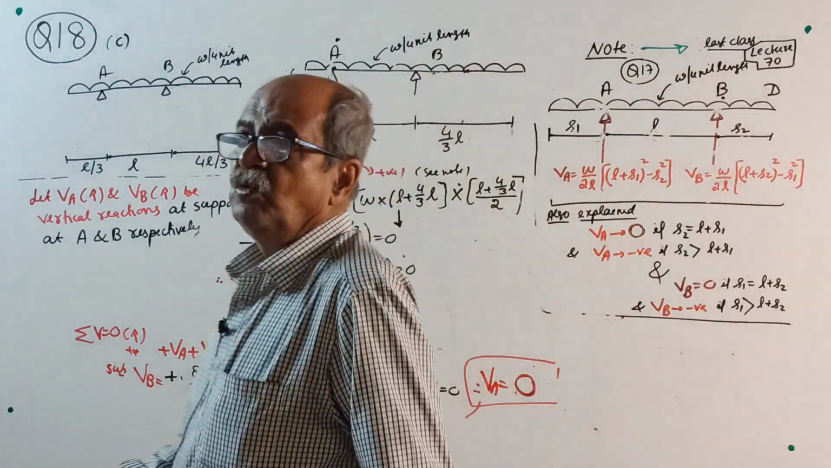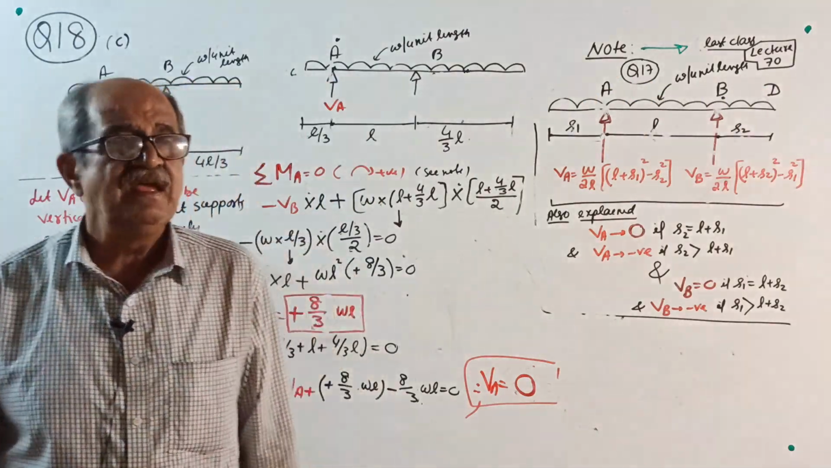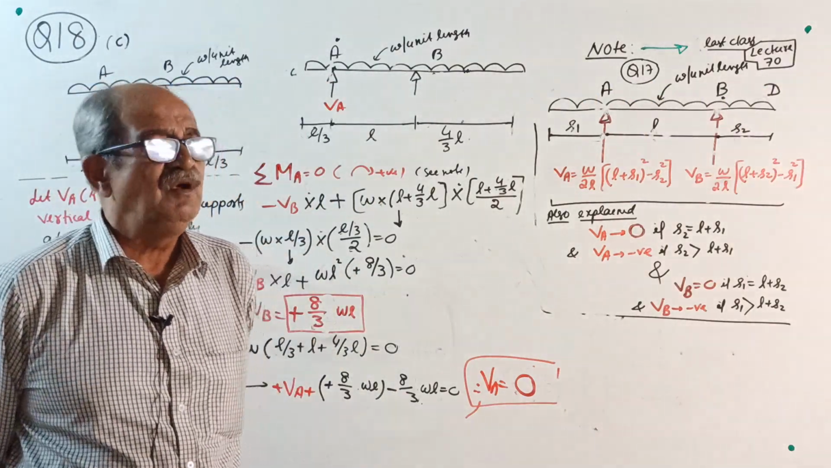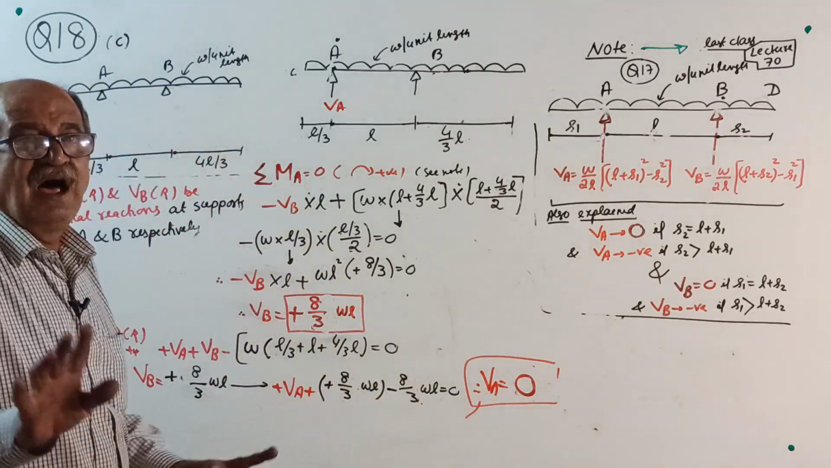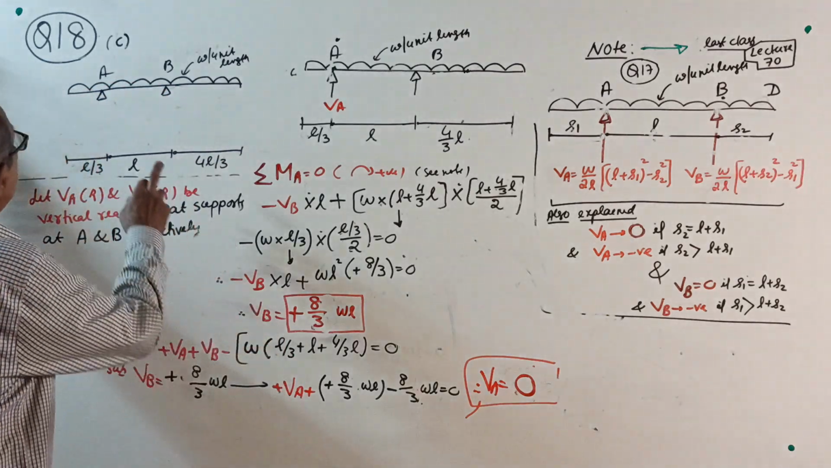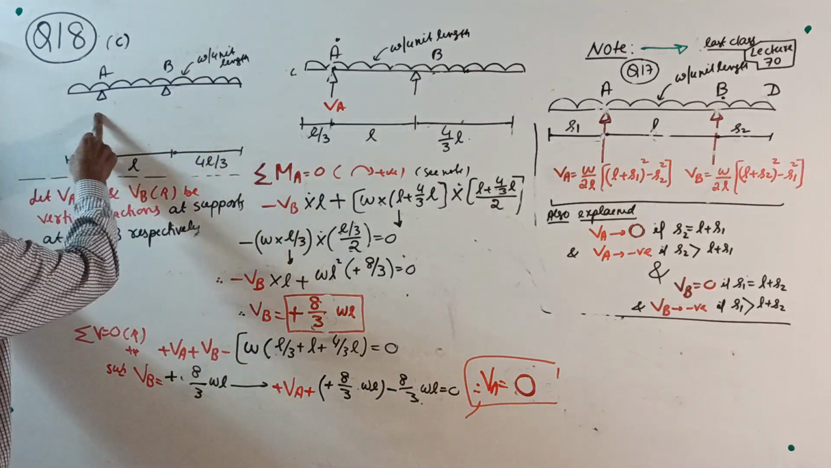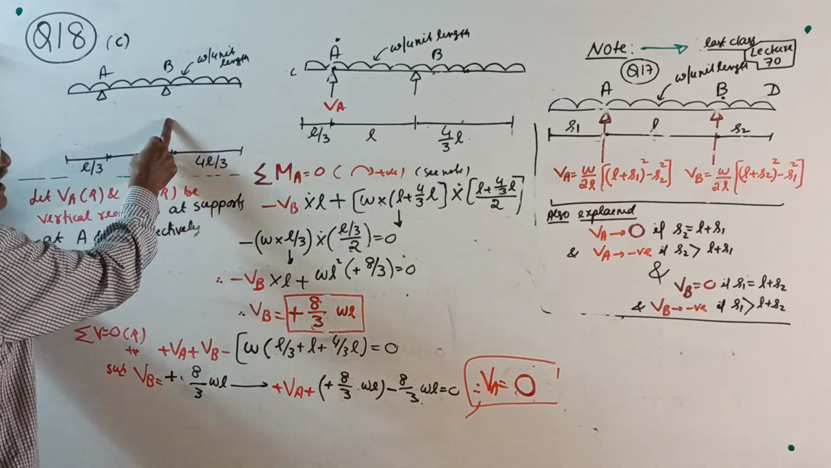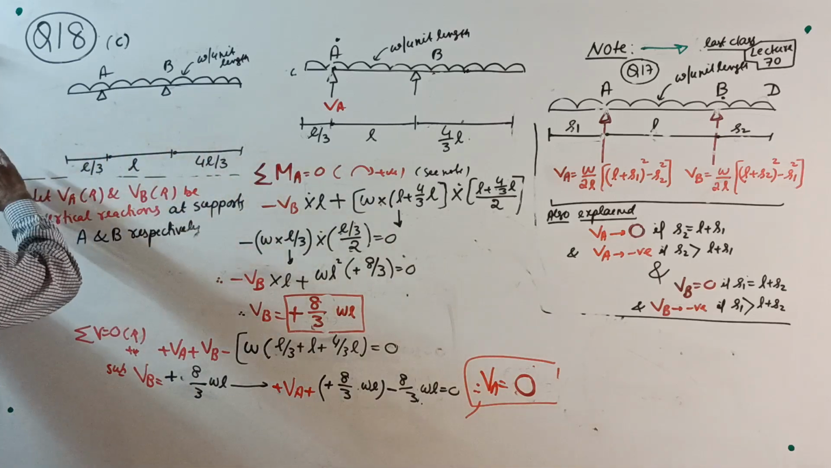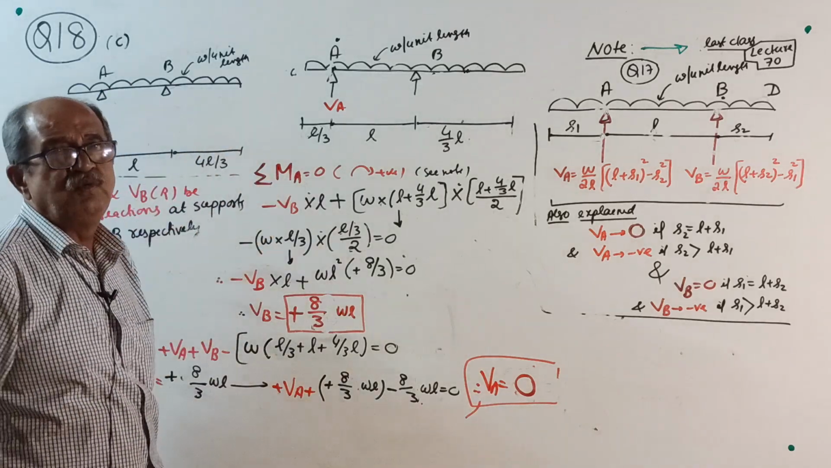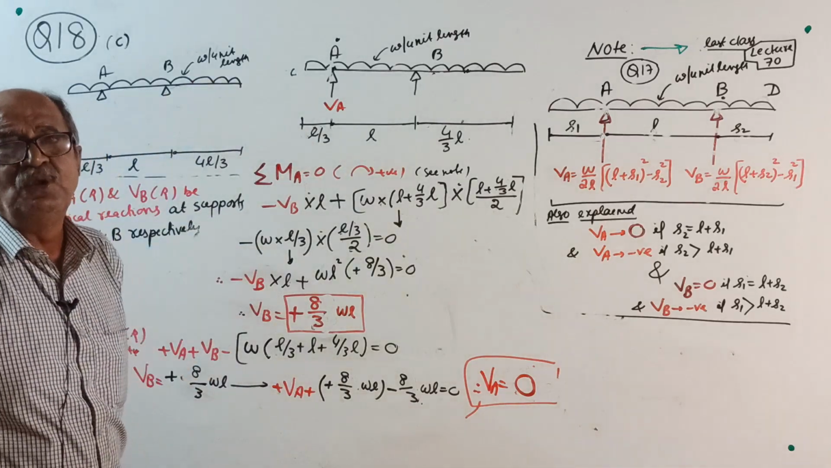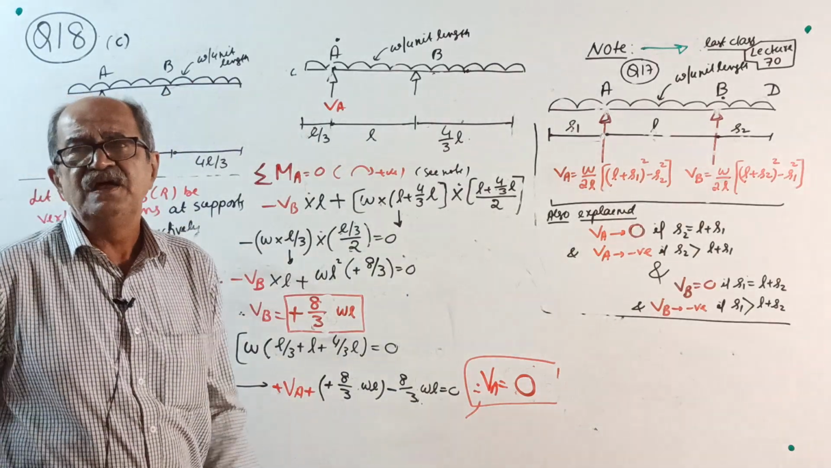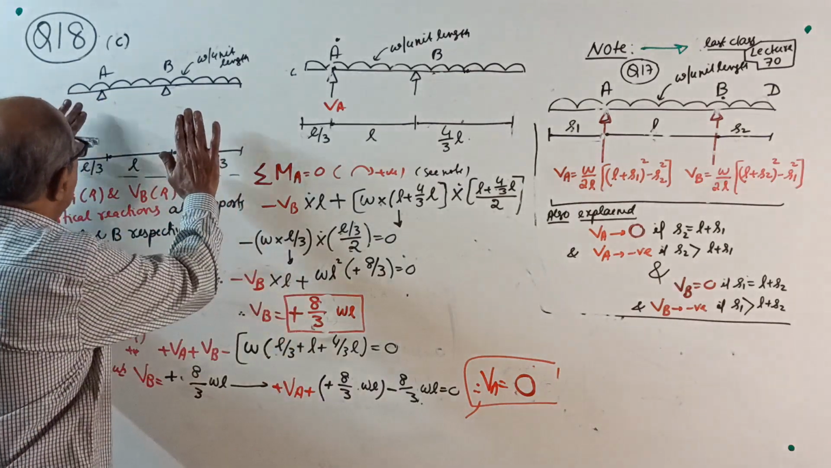Now, question 80C. I will minimize the explanation because now you can do it. Question. Okay, last time dictation. A beam has simply supported span of L. See, this is L. It has left overhang of L by 3 and right overhang of 4L by 3, and is loaded by UDL of intensity W per unit length over the entire length. Find reactions.